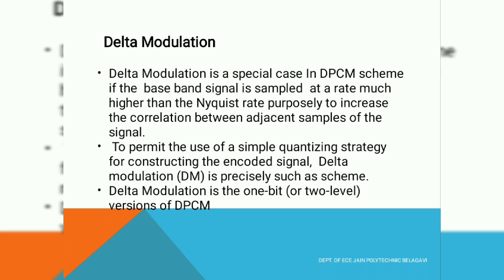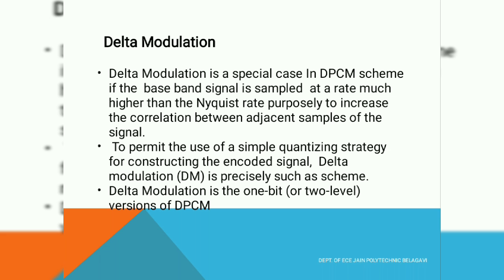Here the step size has to be defined. Suppose the input signal is greater than the quantized signal, the step size should be plus delta. If the input signal is less than the quantized signal, then the step size is minus delta. Here the input signal is named x(t), the quantized signal is named x cap(t), and the error signal is named e(nTs).